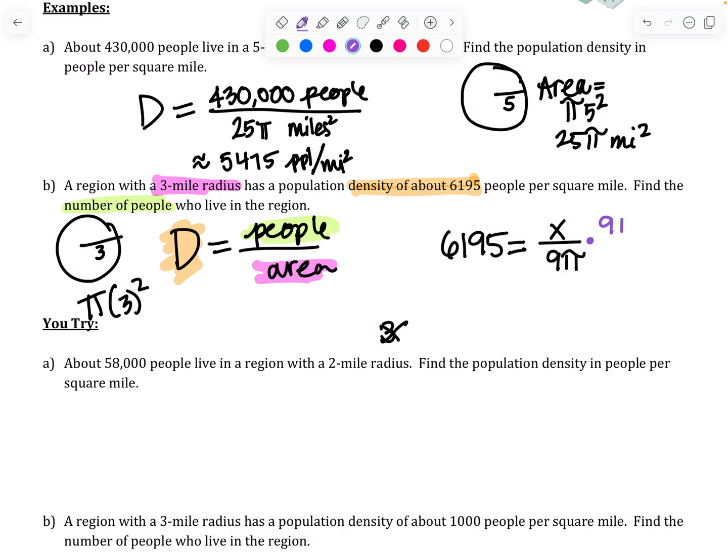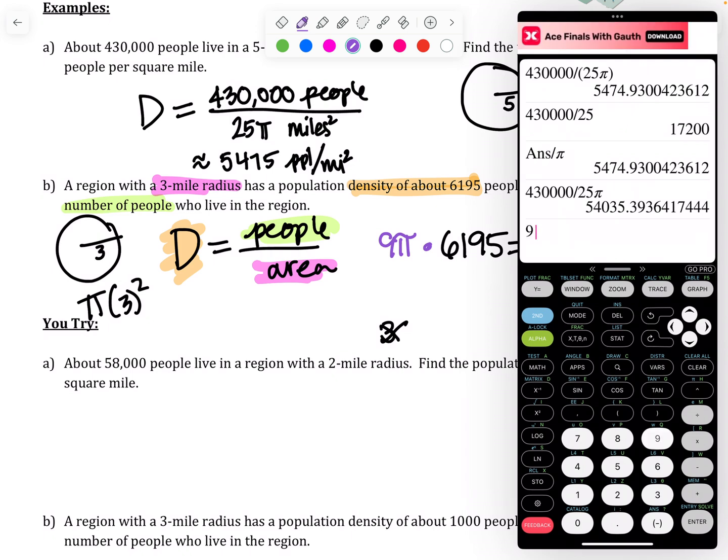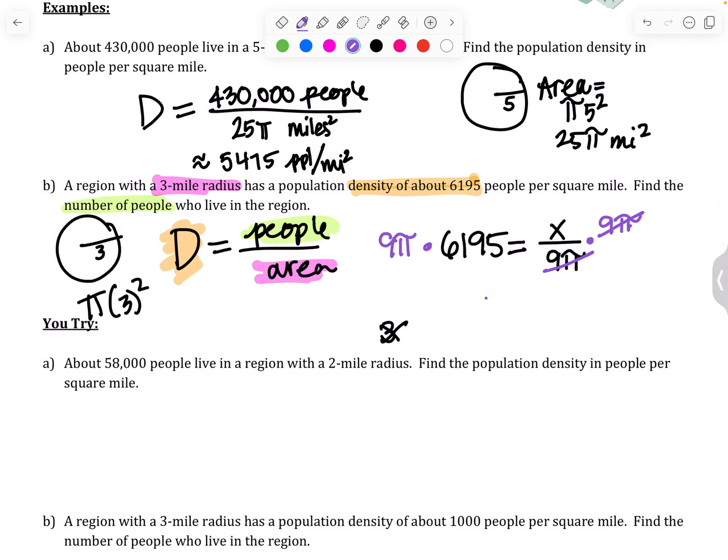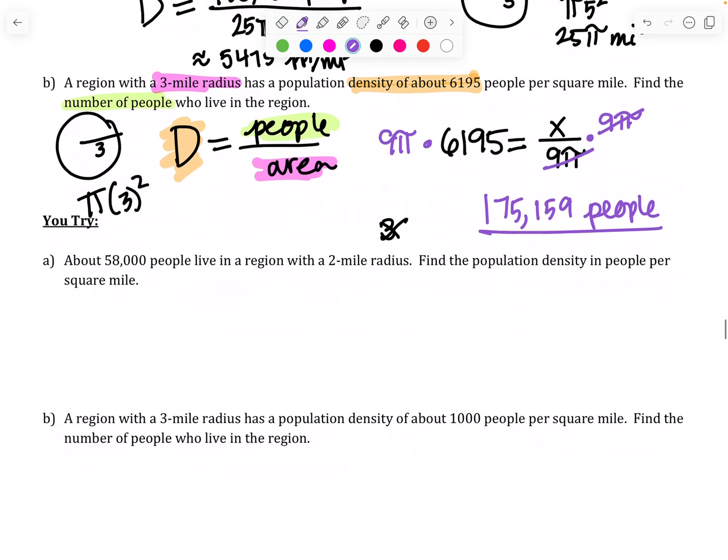So to get the x by itself, multiply the right and the left by 9 pi. Use a calculator to figure out how many people. 9 pi times 6,195, which is 175,159, we'll say. I'm not going to be too picky about the nearest person. Good enough. That's how many people would live in that region.